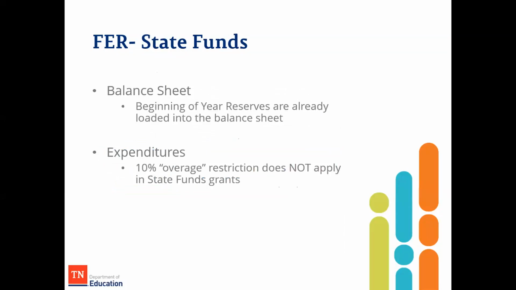The balance sheet. Remember, beginning of year reserves are already loaded into the balance sheet. So be sure that you're looking at what ePlan shows is beginning and what your books show is beginning. Because again, they could be different due to audit adjustments. Expenditures. For state funds, there's no restriction in state funds for a 10% overage. That is only for federal grants.